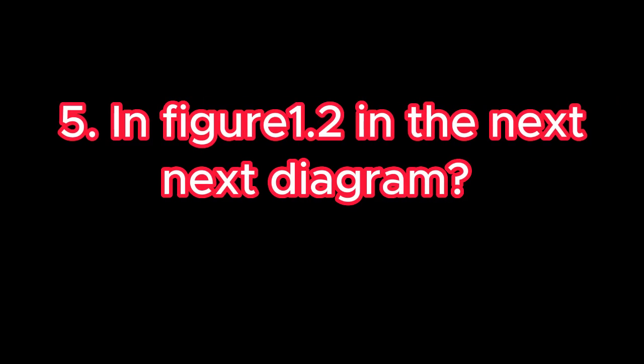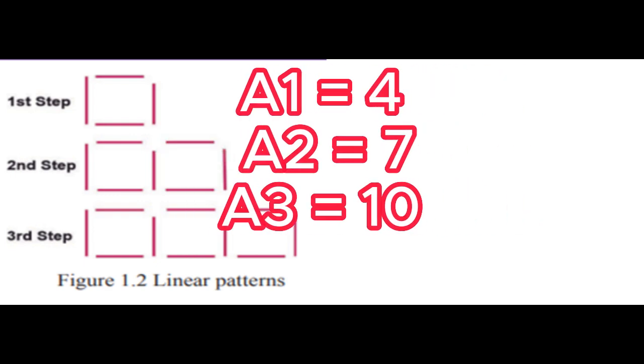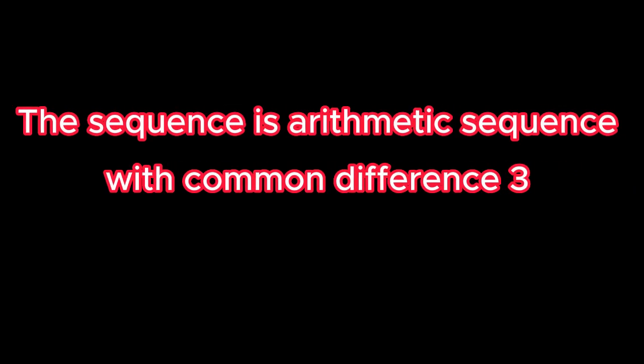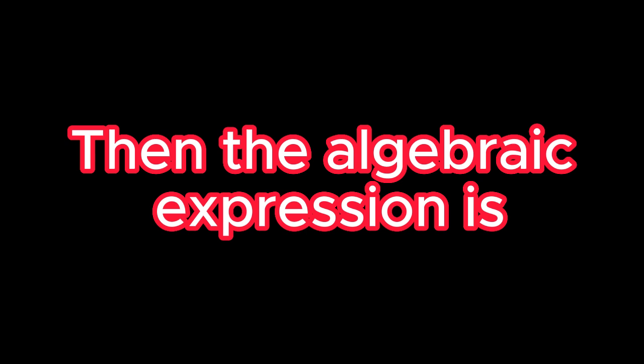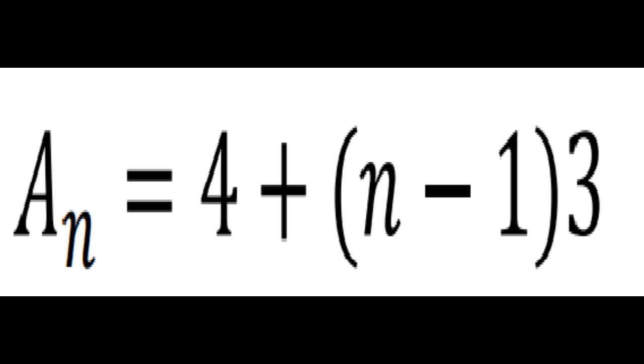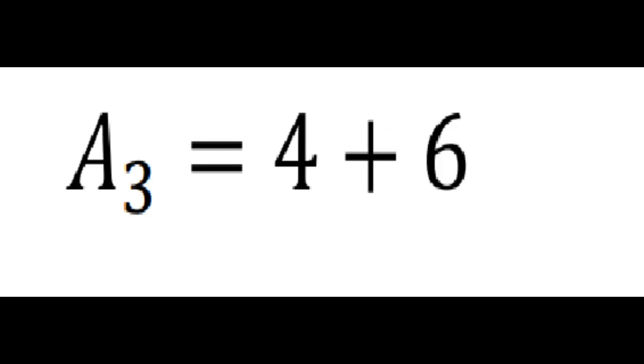5. In Figure 1.2, how many sticks are in the next diagram? Write an algebraic expression to describe this system. Solution. A1 equals 4, A2 equals 7, A3 equals 10. The sequence is an arithmetic sequence with common difference 3. Then the algebraic expression is an equals a1 plus in the bracket n minus 1 times d, and equals 4 plus in the bracket n minus 1 times 3. A3 equals 4 plus in the bracket 3 minus 1 times 3. A3 equals 4 plus 6 equals 10.